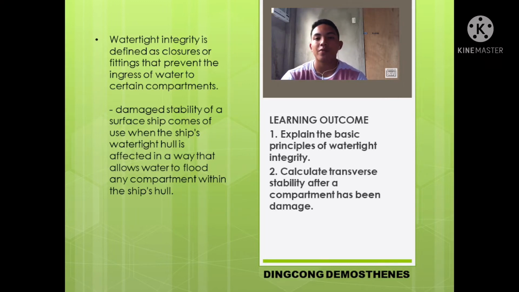So, background information, watertight integrity is defined as closures or fittings that prevent the ingress of water to certain compartments. This original watertight integrity may be reduced or destroyed through enemy action, storm damage, collision, stranding, or negligence. Another, damage stability of a surface ship comes into use when the ship's watertight hull is affected in a way that allows water to flood any compartment within the ship's hull.